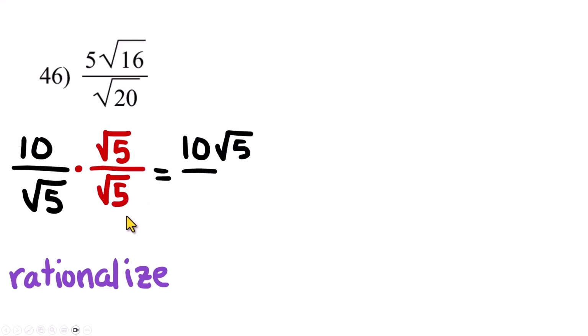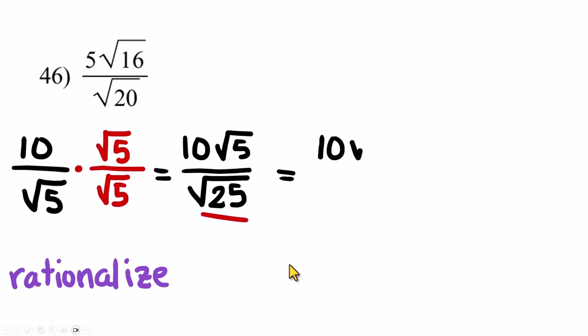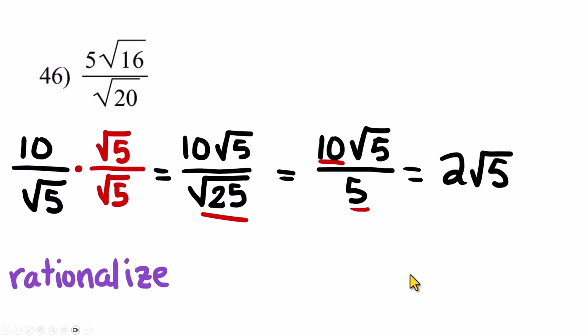Multiplying straight across, we end up with 10 times root 5 over root 5 times root 5, which is root 25. Root 25 turns into 5. Pretty sweet, huh? It's a trick to get the radical out of the denominator. And now you have 10 over 5 times the square root of 5. So your final answer is 2 square root 5.